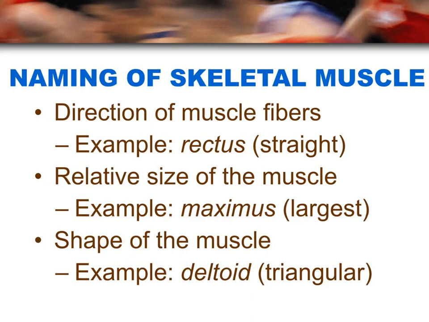Muscles can be named for their shape. Just like a deltoid, it means triangle because the shape of the muscle is triangular. Trapezius muscle is named so because it's almost like a diamond shape, but it looks like a trapezoid.